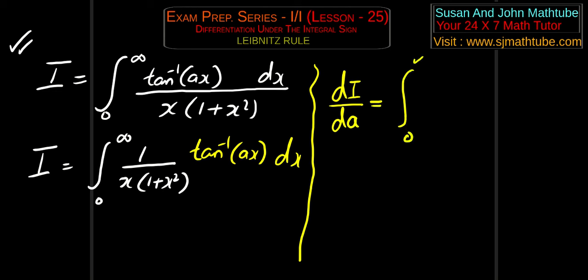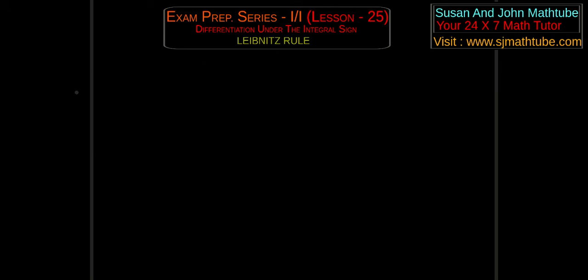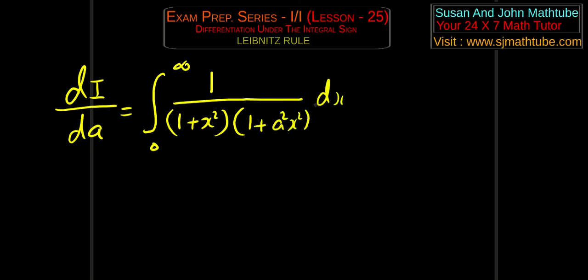integral 0 to infinity. This is a constant because when we do this step, only our a will be a variable. And you saw the derivative, 1 by 1 plus ax the whole square times x dx. So I'll write it neatly after simplification because x and x will get cancelled. So dI by da is equal to integral 0 to infinity 1 the whole divided by 1 plus x square times 1 plus a square x square. I'm sure you're going to understand why I taught you method of suppression.